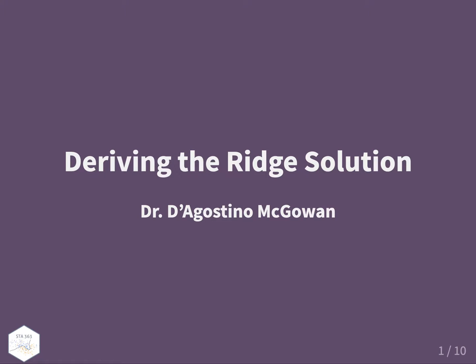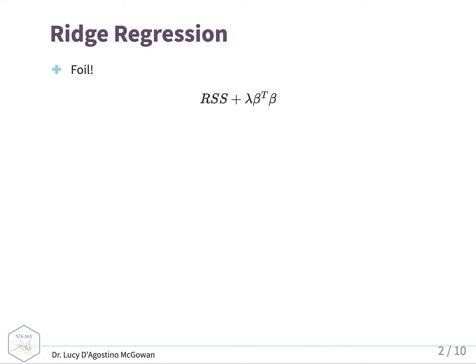All right, so let's work through deriving the ridge solution. You did this in the last application exercise, so let's go through those steps now. As a reminder, in ridge regression, the thing we're minimizing is the residual sum of squares plus this penalty term, lambda times beta transpose beta. And remember that beta transpose beta is the same as writing the sum of beta squared.